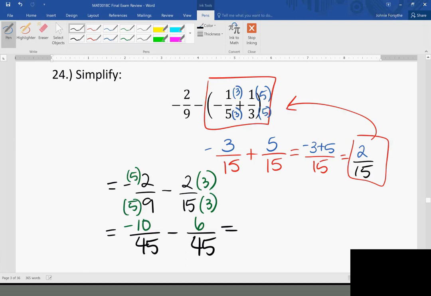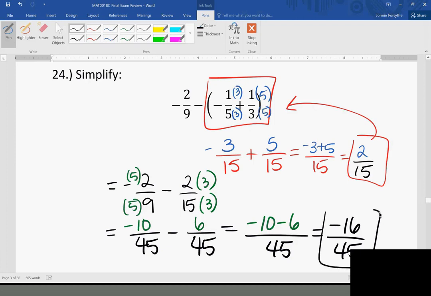So now I have combined the top, negative 10 minus 6 all over 45. So I have the same signs here, negative 10, negative 6. So I add and keep the sign. So it's going to be a negative 16 over 45. And then if I think of my factors for 16, it'll be 1, 4, 8, 16. None of those numbers can be divided into 45, so this is going to be my final answer.